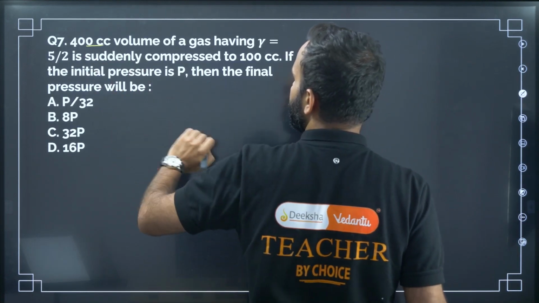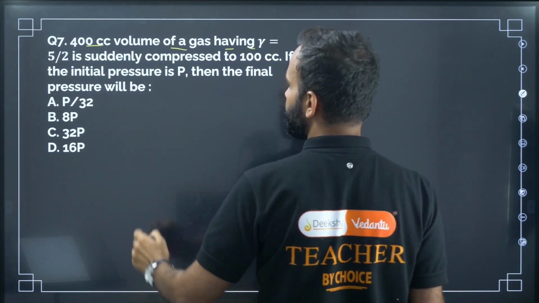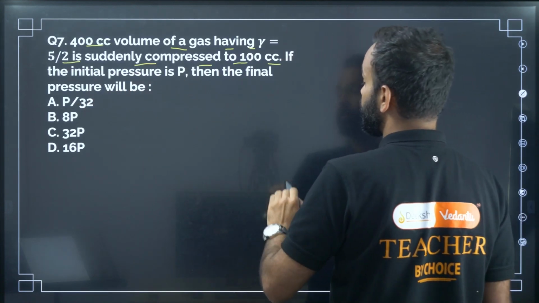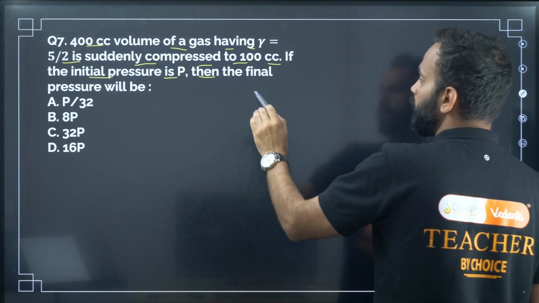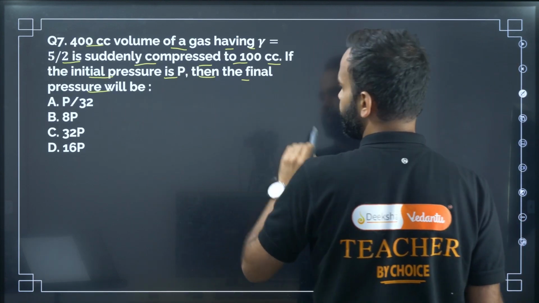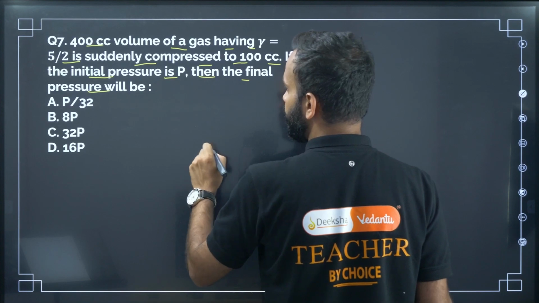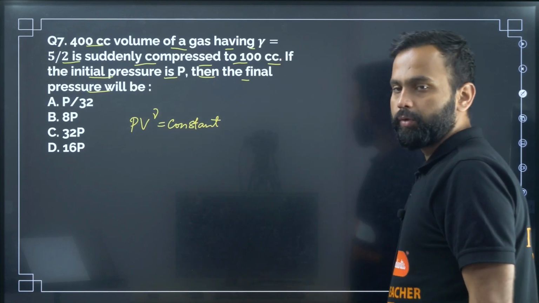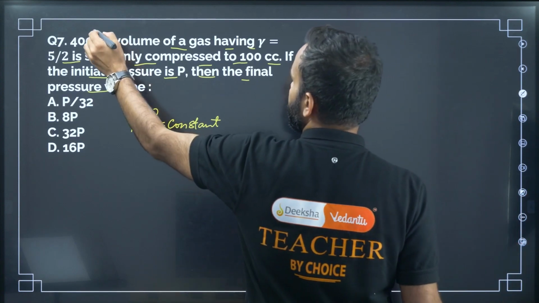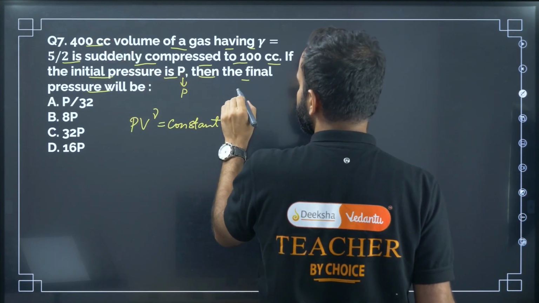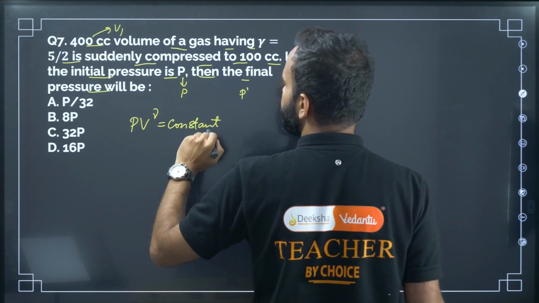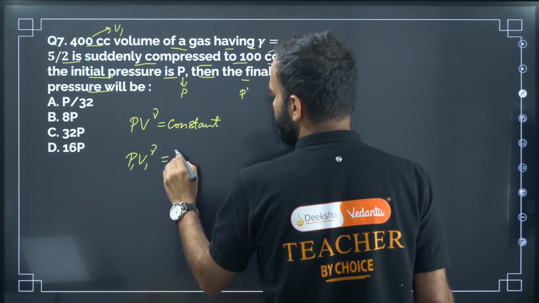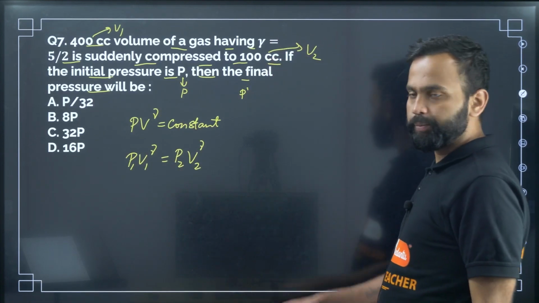Question number 7. 400 cubic centimeter volume of gas having gamma, that is ratio of the specific heats, 5 by 2, is suddenly compressed to 100 cubic centimeter. If the initial pressure is P, then the final pressure will be, okay, we need to find the final pressure, right? We know that in adiabatic condition, PV to the power gamma is equal to constant. Here P1 equal to P. We need to find P2 or P dash. This is V1 and this is V2. Now P1 V1 to the power gamma is equal to P2 V2 to the power gamma. P2 is P dash, right? We need to find P dash.